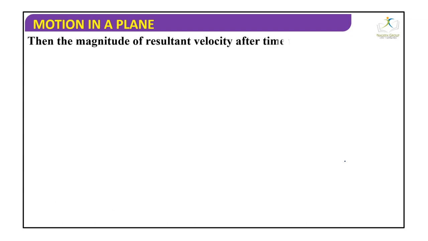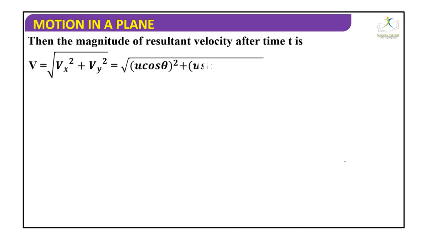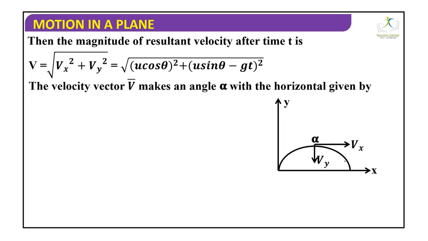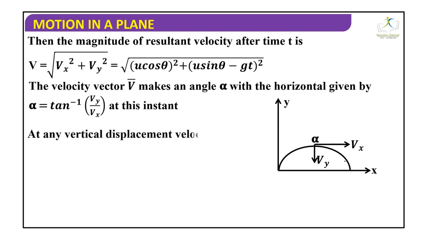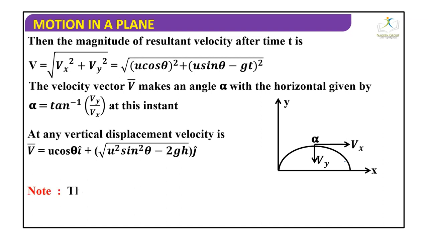Then the magnitude of the resultant velocity we can calculate by the square root of vx square plus vy square, which comes to u square cos square theta plus (u sin theta minus gt) whole square. After solving a bit, we get the value of alpha as tan inverse of vy by vx at any instant of time, which means we can calculate the direction of the velocity vector also. At any vertical displacement h, the velocity vector v equals u cos theta i cap plus under root of u square sine square theta minus 2gh j cap.